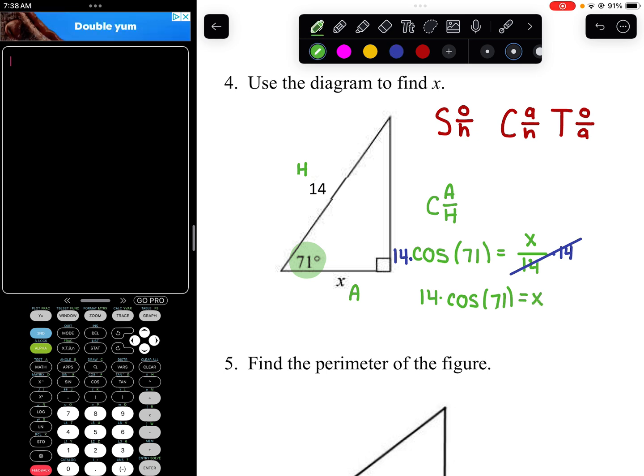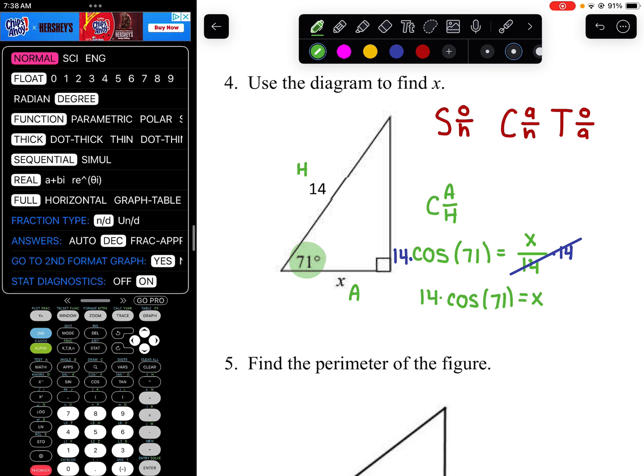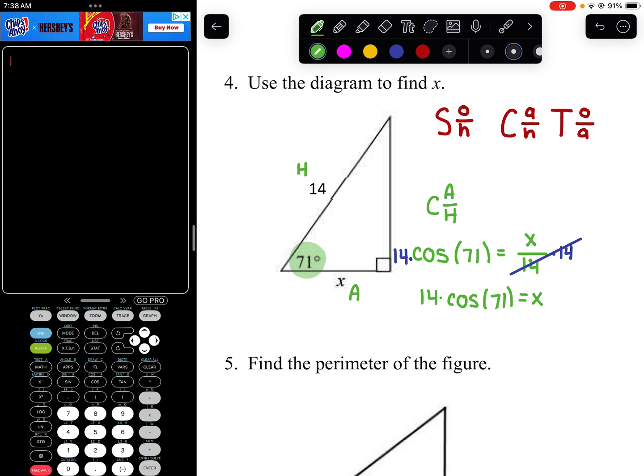When I go to type this in my calculator, I want to make sure my calculator is in the right mode. I click the mode button on the left, and I want to double check it's in degree. And it is. So I'm good. I hit enter a couple of times. Let's go ahead and type this in. 14 times cosine of 71. This is what I'm typing in.